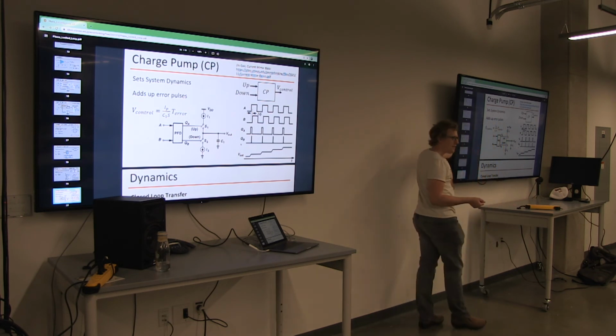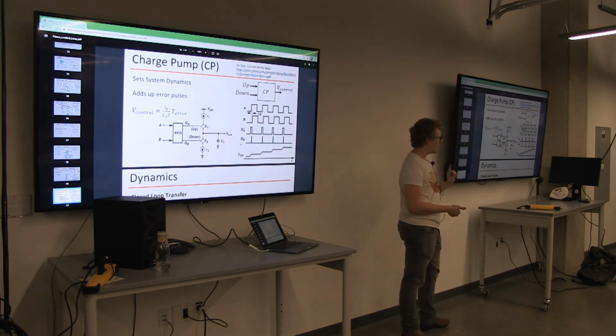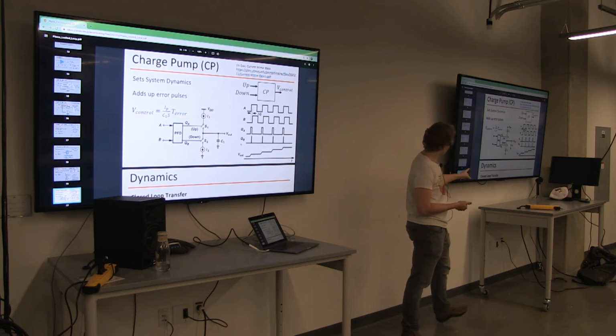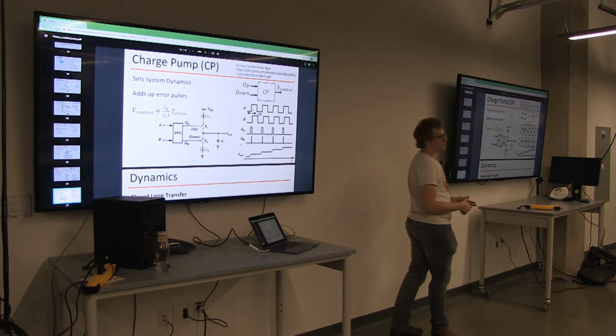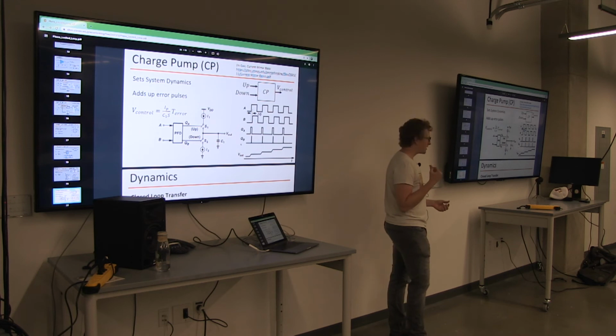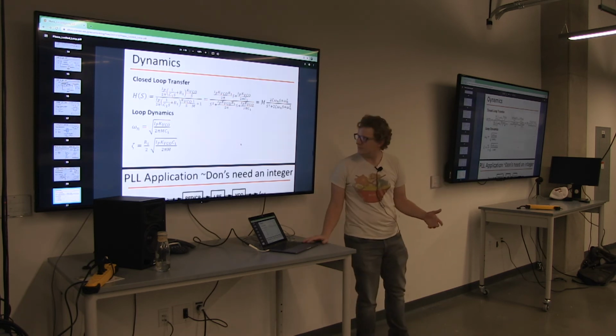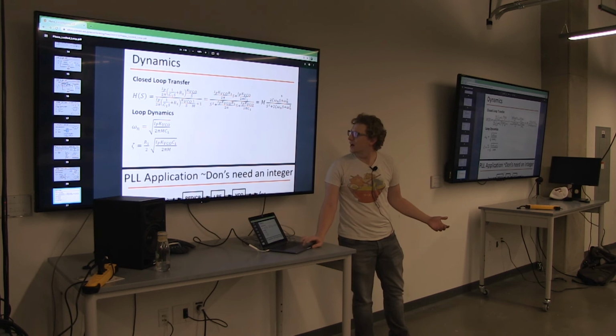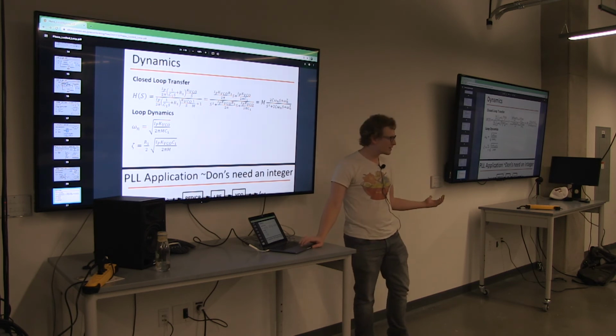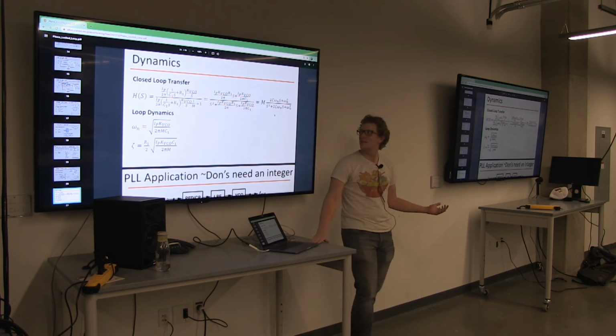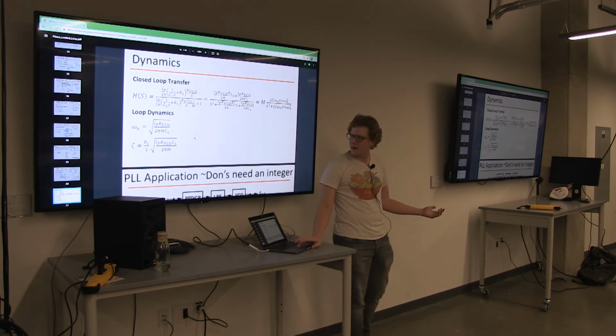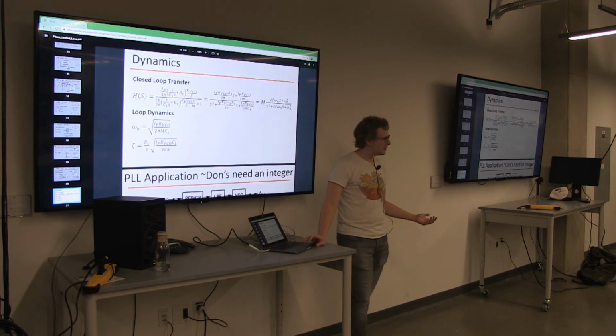So now that you know the components, you have a loop filter, which has this integration, and you have your VCO, which represents another integration. So PLLs are second-order systems. Because of that, you have second-order system dynamics, which means you want this all to be stable. You'll choose a natural frequency for this PLL, and you'll choose a damping in order to make sure it's stable.